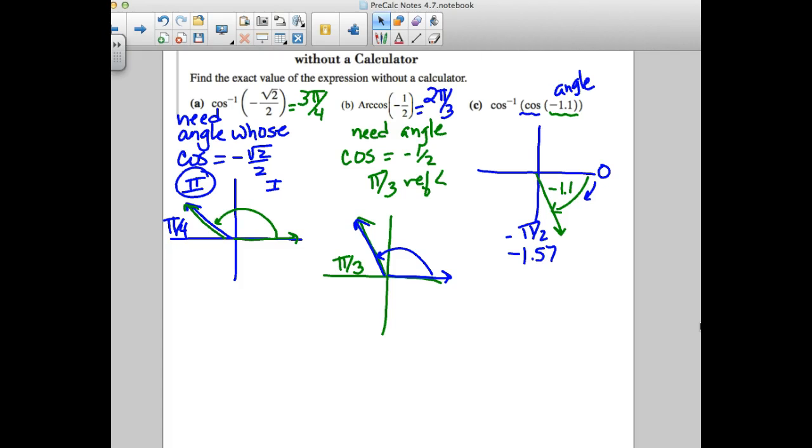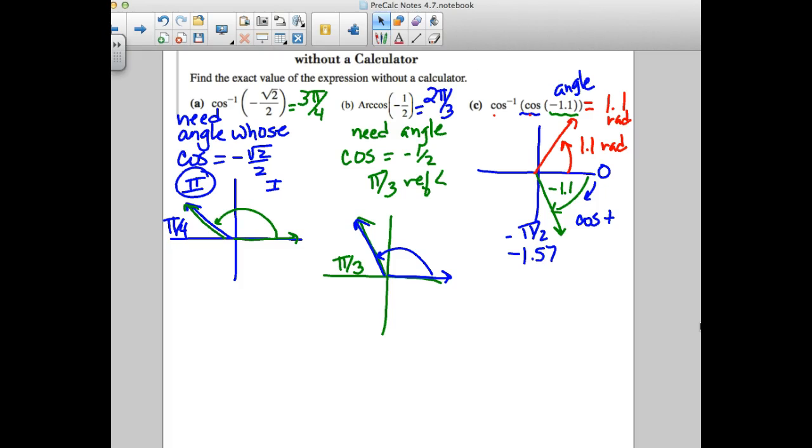Inverse cosine is not defined in quadrant 4. So we need to bump this angle, this reference angle, up into quadrants 1 or 2. In quadrant 4, cosine is positive. So I need to bump this into a quadrant where cosine is also positive, which would be up here in quadrant 1. So I'm going to create an angle up here, same reference angle of 1.1 radians, but that is where inverse cosine would be defined. So these are going to cancel each other out, except I need to adjust the quadrant I'm in to make it defined. So my answer is going to be a positive 1.1 radians.